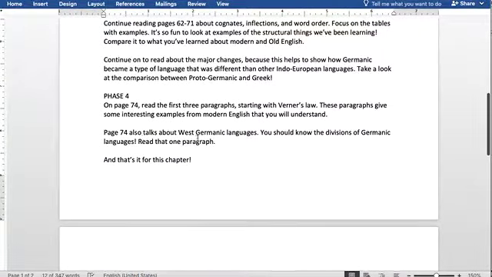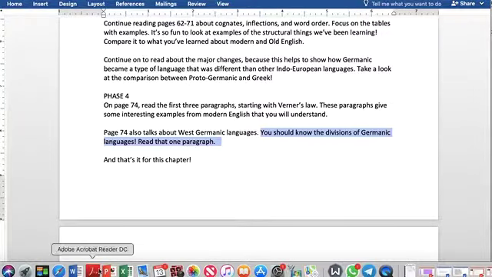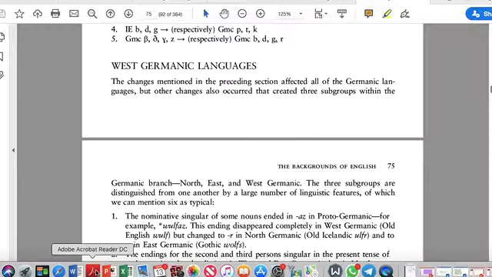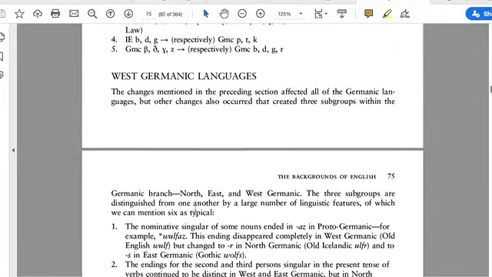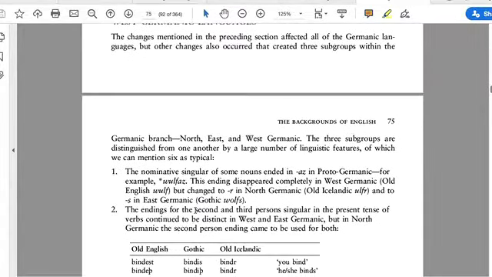And then also on page 74, it talks about West Germanic languages. So you should know the divisions of the Germanic languages. It's just one paragraph. So read it, know it. That way you can be an expert on it. Know that they were divided into North, East, and West. And that's because they were divided into cultures, basically, and they developed their own linguistic features.